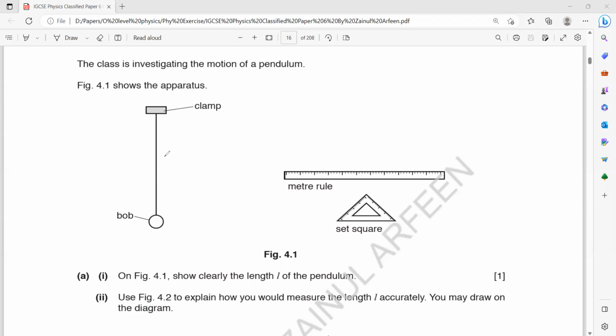So the length of a pendulum is from the point where we hang it till the center of the mass. That refers to the length of the pendulum. The point where the object is hung till the center of mass of the object refers to the length of a pendulum.